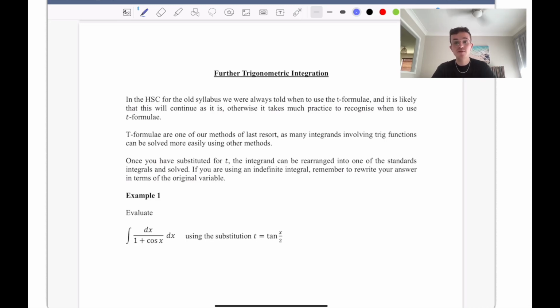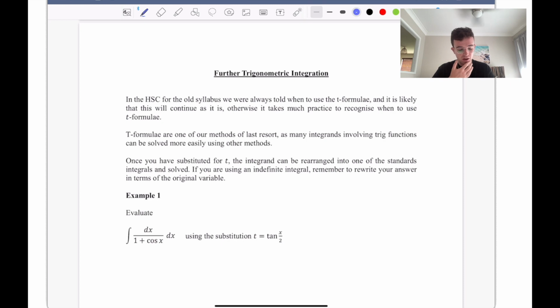Alright, today we're going to have a look at further trigonometric integration. Now in the HSC for the old syllabus we were always told when to use the t formula, and it's likely that this will continue. Otherwise though, it does take quite a bit of practice to recognise when to use the t formula when integrating.